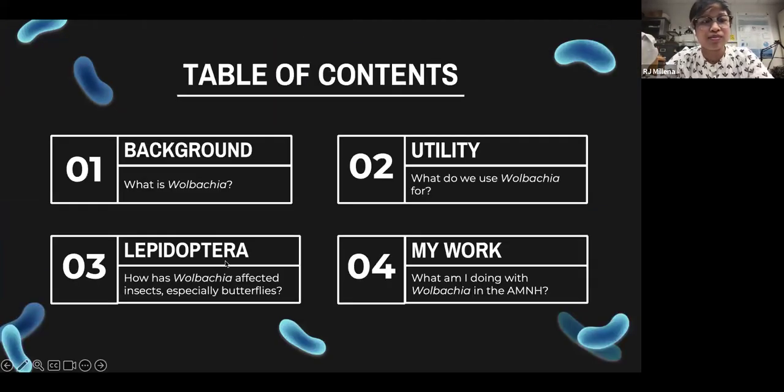Okay, here we go. This presentation will be in about 4 parts. First, we'll go over what Wolbachia actually is, and then what we use it for, well, not in our daily lives, but as humans. Then how Wolbachia has affected insects, especially butterflies, seeing as this is a butterfly club, and then what I'm doing right now with Wolbachia in the American Museum of Natural History for my dissertation.